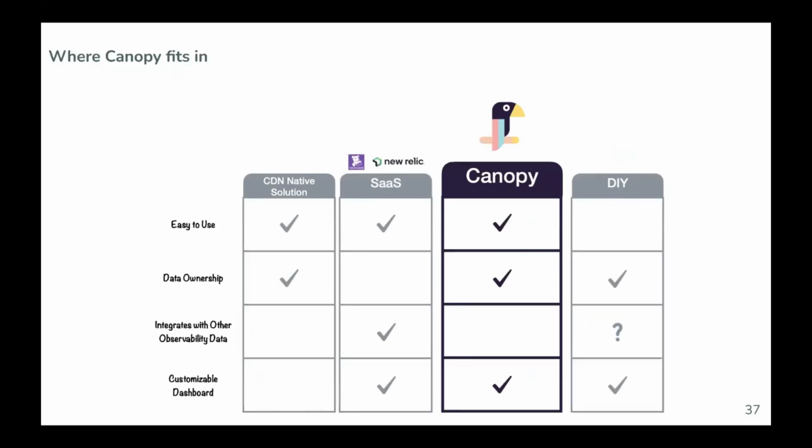Canopy incorporates the ease of use of a third-party SaaS solution with the data ownership and control associated with a DIY approach. Canopy's architecture is built using open source components that are configured within the team's own AWS account, allowing them full control of their data. Canopy also features customizable real-time dashboards and fully automated deployment. Let's explore how to use Canopy for your team's monitoring needs.